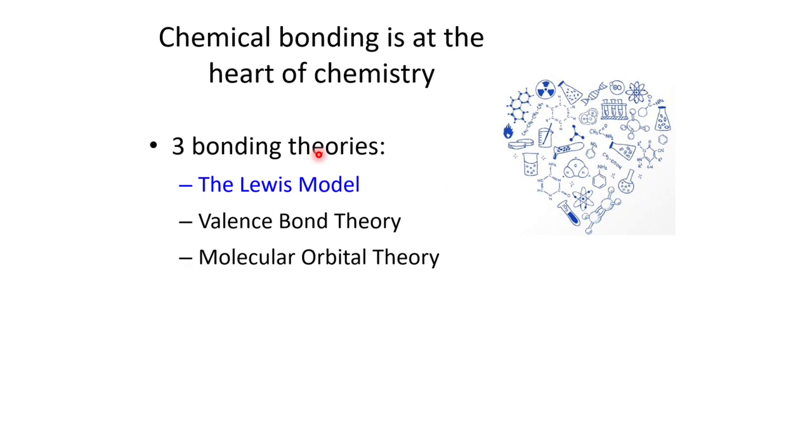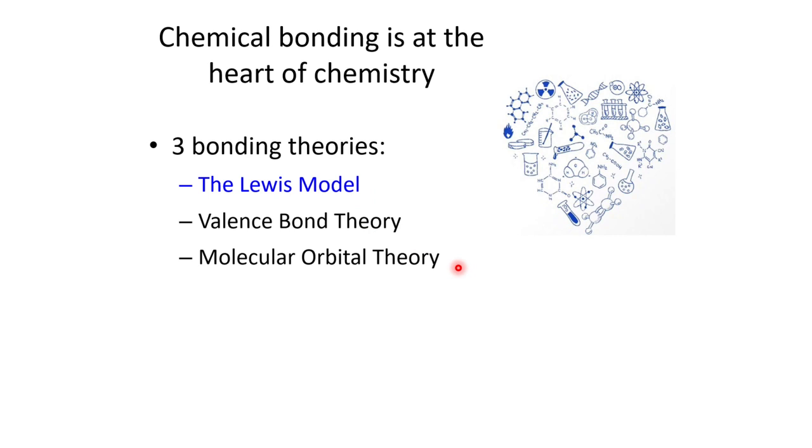And there are three bonding theories, and the first one is the Lewis model. We will also talk about the valence bond theory and the molecular orbital theory a little later, but for now we're just going to focus on this first one here. As for which one is correct, we can't really say. It's not like there's a right one and a wrong one. Each of these models explains certain phenomena that we see.